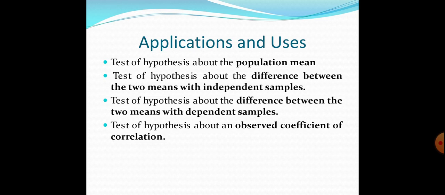Now the next one is the applications and the uses of the t-test. Now t-test has 4 applications. First one is the test of hypothesis about the population mean. It is a test of hypothesis for the population mean.